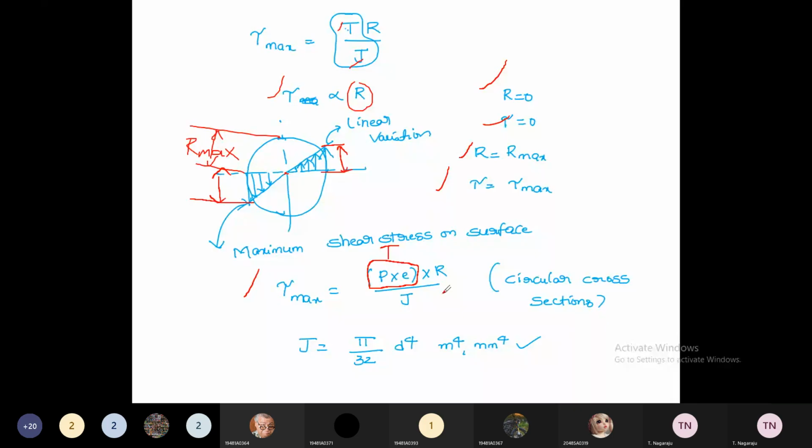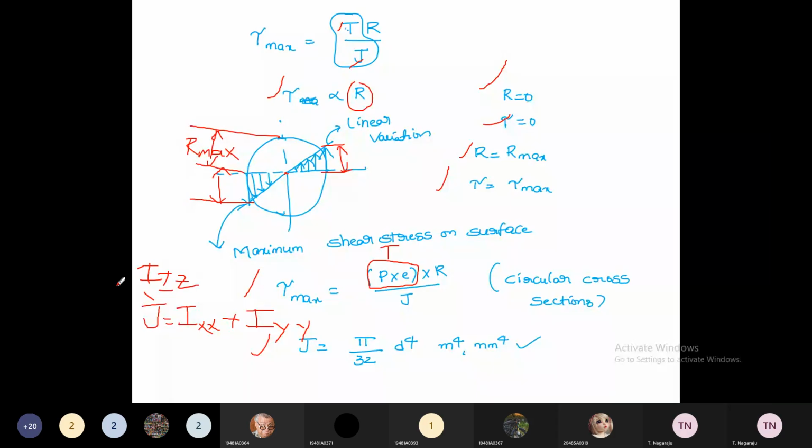And you know that for a circular member, the J value is pi by 32 d power 4. The polar moment of inertia is pi by 32 d power 4. We can say it is equal to the moment of inertia about the x-axis plus the moment of inertia about the y-axis. This is actually the perpendicular axis theorem. So simply, J is also called IZZ, the moment of inertia about the perpendicular axis.